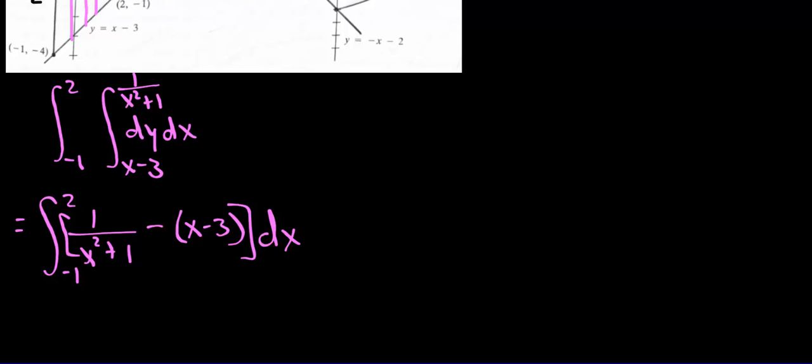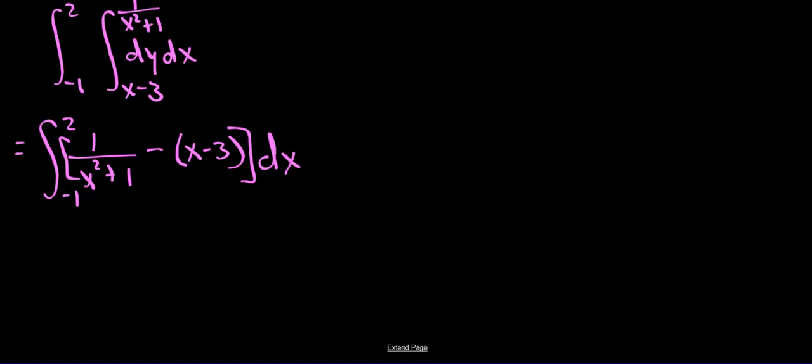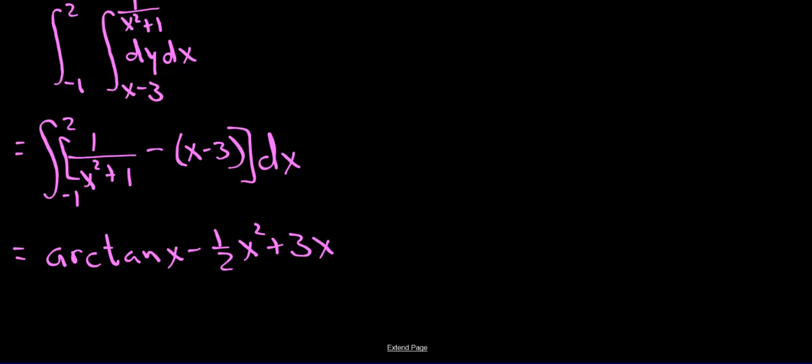Okay. And of course, if you go through here, you're going to get arctan x and minus 1/2 x squared plus 3x from -1 to 2. Okay. Any questions about that?